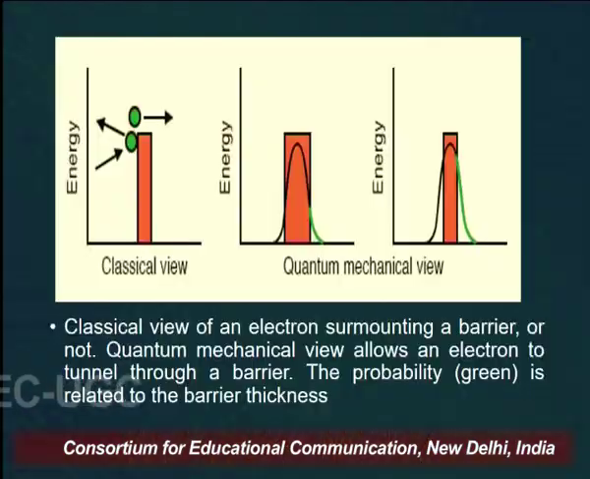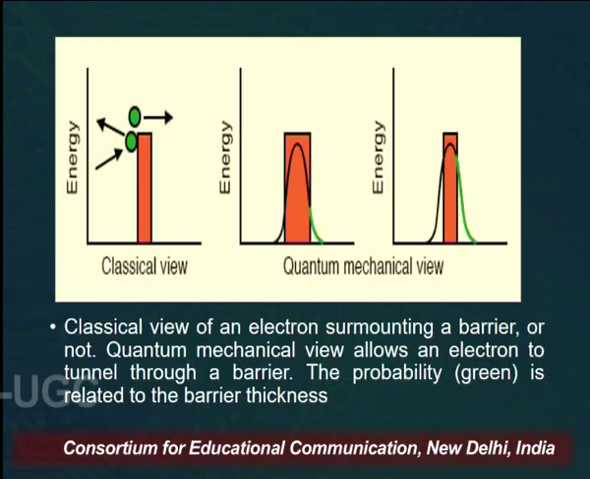You can see from this classical view of an electron surmounting a barrier or not. The quantum mechanical view allows an electron to tunnel through a barrier. This probability is related to the barrier thickness. On the screen, the left hand side shows a classical view, energy versus potential.